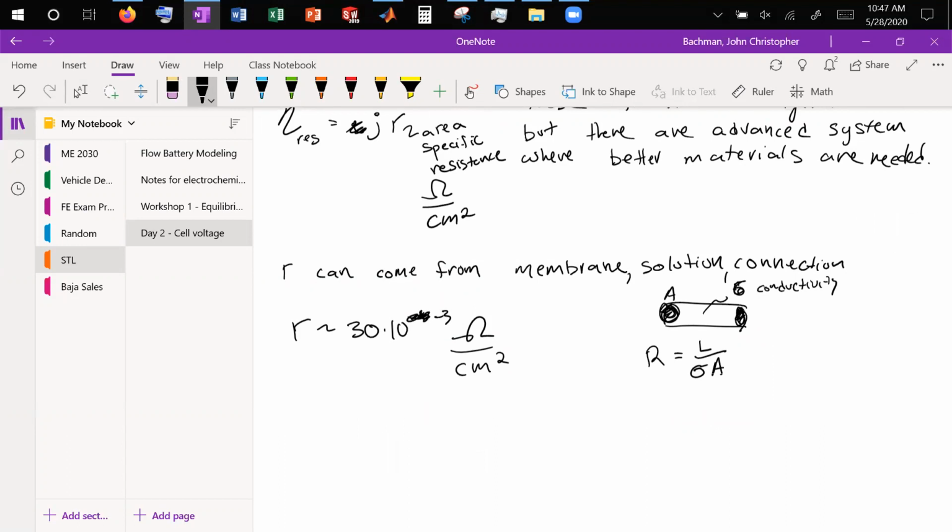And so this term right here, this is your area specific resistance, or more specifically, it's 1 over it.